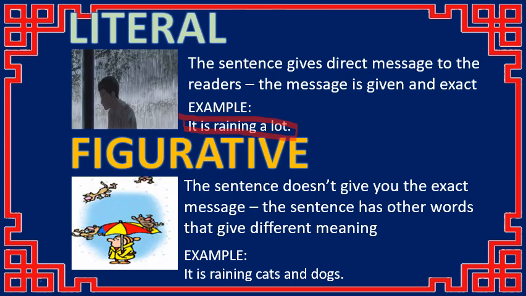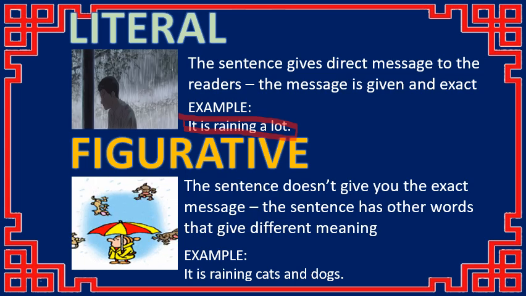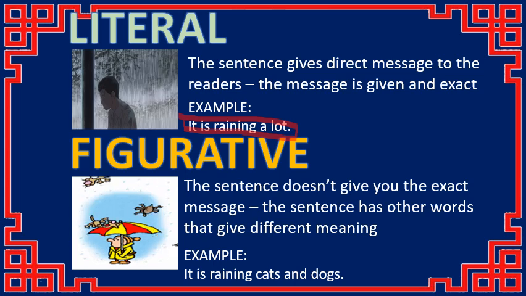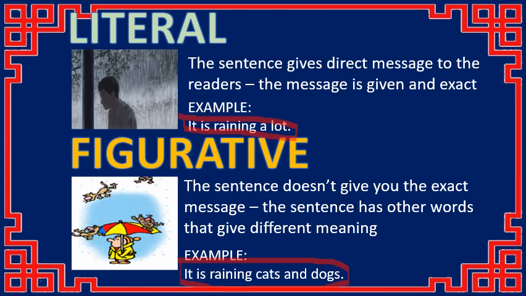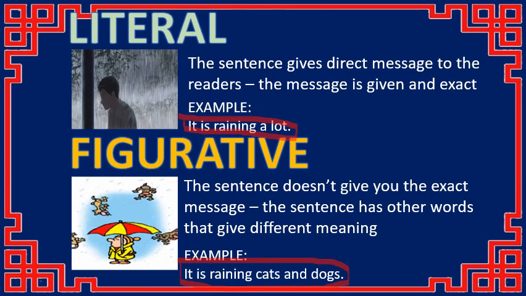Figurative statements, however, are sentences with hidden messages or meaning. The message is not directly stated, and you need to figure out first the meaning hidden for you to get the context. For example, it is raining cats and dogs. The meaning of this statement is not directly stated, but you need to figure out what raining cats and dogs means, and that means it's raining a lot.